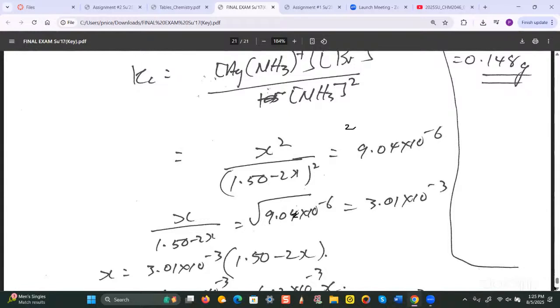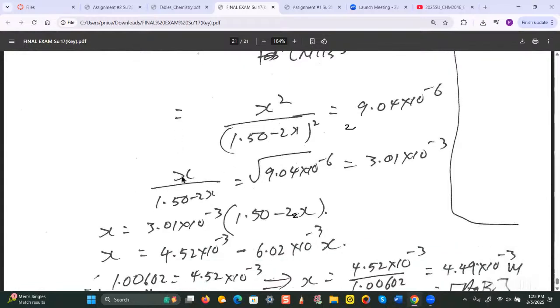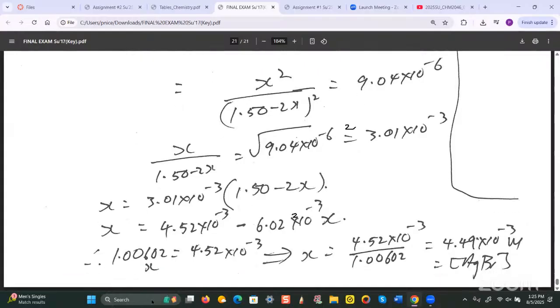And I end up with this expression here, x over 1.50 minus 2x is equal to 3.01 times 10 to the minus 6. And then I solve for x, right? So again, we have to take some algebraic steps. Let me clear this here just to show you stepwise how this is done.